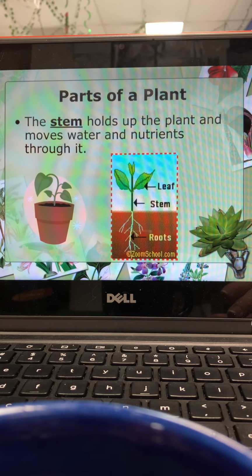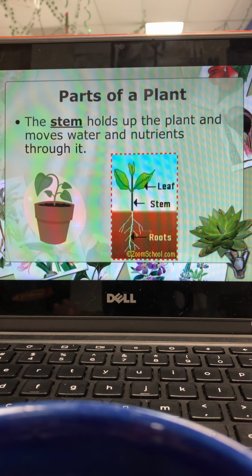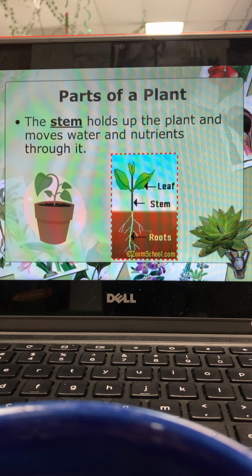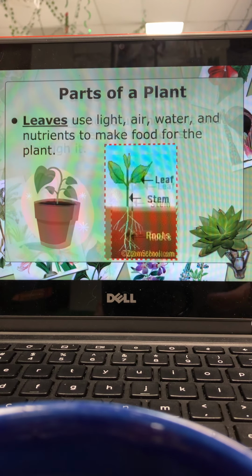The stem is what holds that plant. We think about what moves water and nutrients through it. So think about the stem almost like the veins in our bodies, if we're going to be doing a comparison. It's going to give it structure, like our skeletons, but we're also going to allow the water and the nutrients to travel through it.